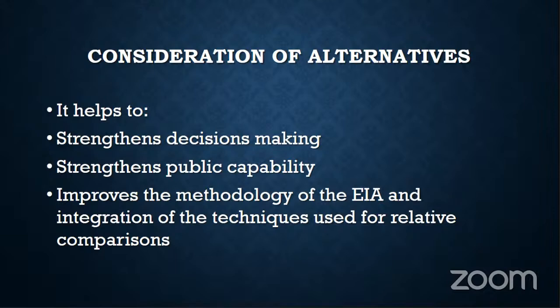It will strengthen the public capability. It will help the public also. And it improves the methodology of the EIA and the integration of the techniques used for relative comparisons. So it will help to minimize the environmental impacts. Consideration of an alternative pathway will help in environmental impact reduction.